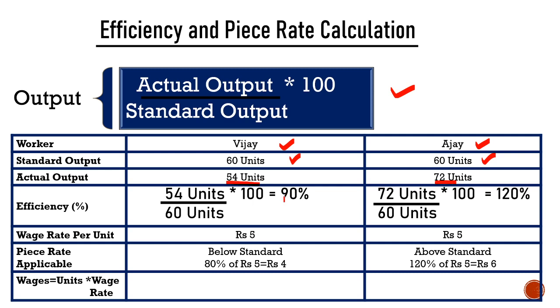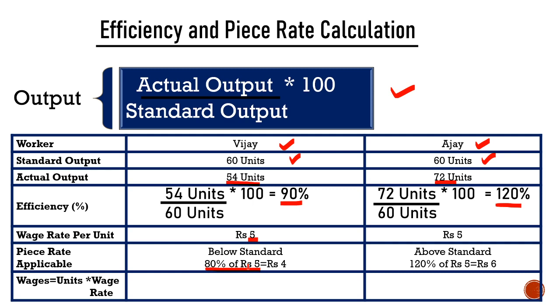Now first we calculate the efficiency of these two workers. Vijay's efficiency is actual output 54 divided by standard output, that is 60 units into 100. So Vijay's efficiency is 90% and Ajay's efficiency is 72 units divided by 60 units into 100, that is 120%. Now according to Taylor plan, Vijay's efficiency is less than 100%, so his wage rate per unit is 5 rupees, but he is penalized and he will only be given 80% of normal piece rate.